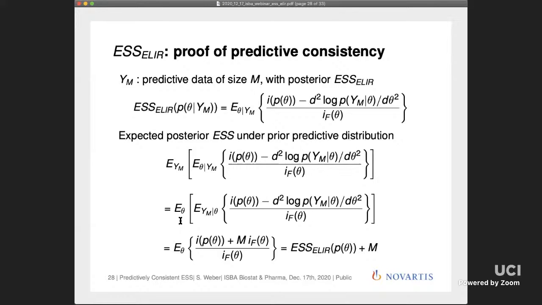As a first step, I swap the order of the integration. Then I observe that within that bracket, only this term with the derivative now depends on data capital YM. When you apply it to that term, you see immediately that this is the Fisher information. It's exactly the same, or better, it's m times the Fisher information, because the different predictive data are independent from one another. So in the last line here, you see immediately the Fisher information cancels out, and what remains is the ESS ELIA applied to the prior plus m. So this proves that for any m, the ESS ELIA is predictively consistent when sampling forward consistently with the prior we are interested in.